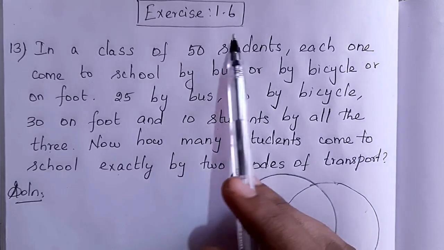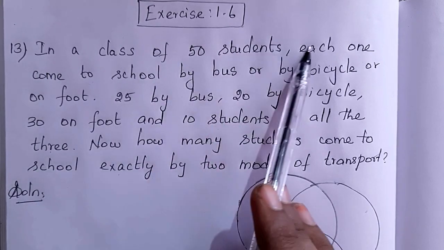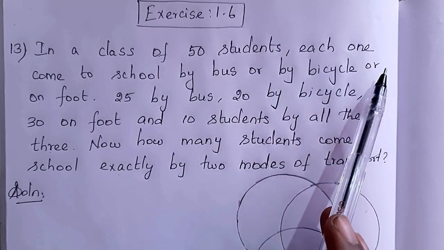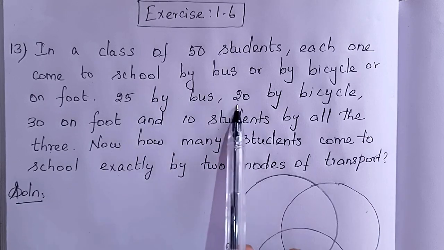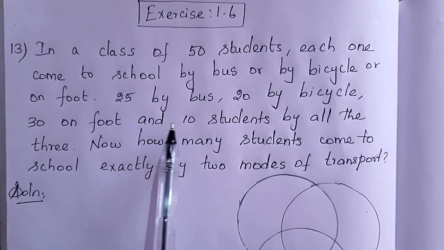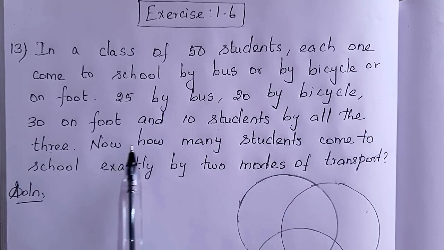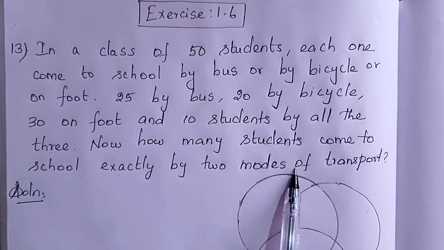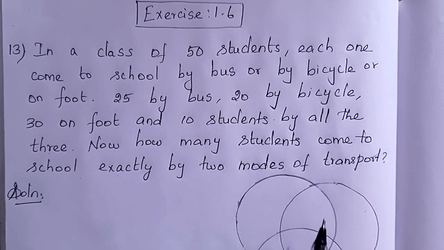Exercise 1.6, 13th question. In a class of 50 students, each one comes to school by bus or by bicycle or on foot. 25 by bus, 20 by bicycle, 30 on foot, and 10 students by all the three. Now, how many students come to school by exactly two modes of transport? So first we can give names for the sets.